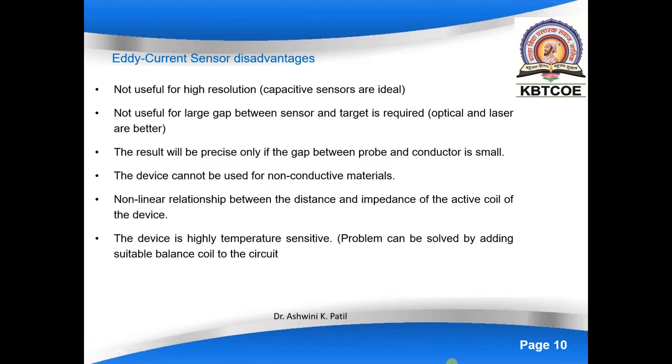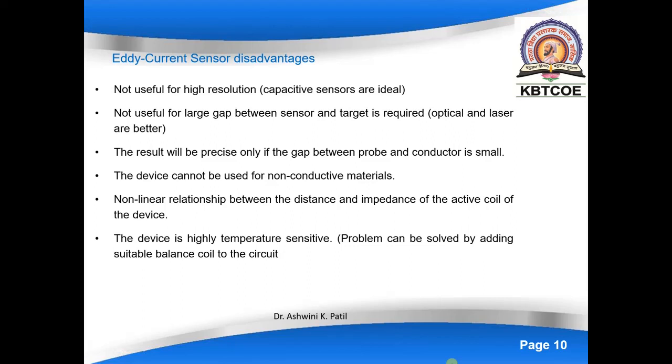Disadvantages are these are not useful for high resolution, or if a large gap between the probe and the object is there, and these are precise only if the gap between the probe and conductor is small. The device cannot be used for non-conducting material, and there is a non-linear relationship between the distance and the impedance of the active coil of the device. This device is highly temperature sensitive. It's a drawback of this sensor.